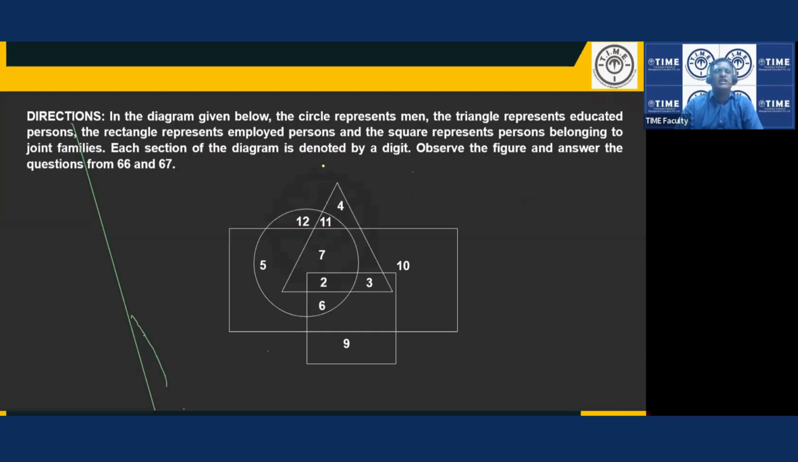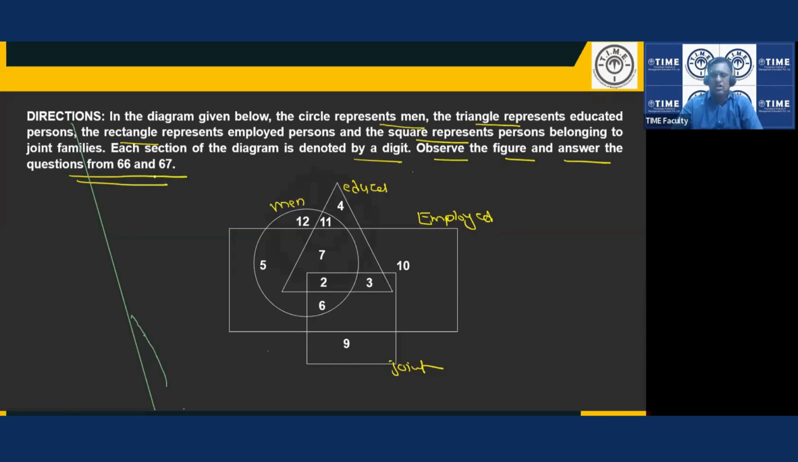Next, Venn diagrams. In the diagram given below, the circle represents men. The men are in the circles. The triangle represents educated people, the rectangle represents the employed, and the square represents the persons belonging to joint families. Each section of the diagram is denoted by some digits, so every small portion is covered by some digits. Observe the figure and answer the questions 66 and 67.